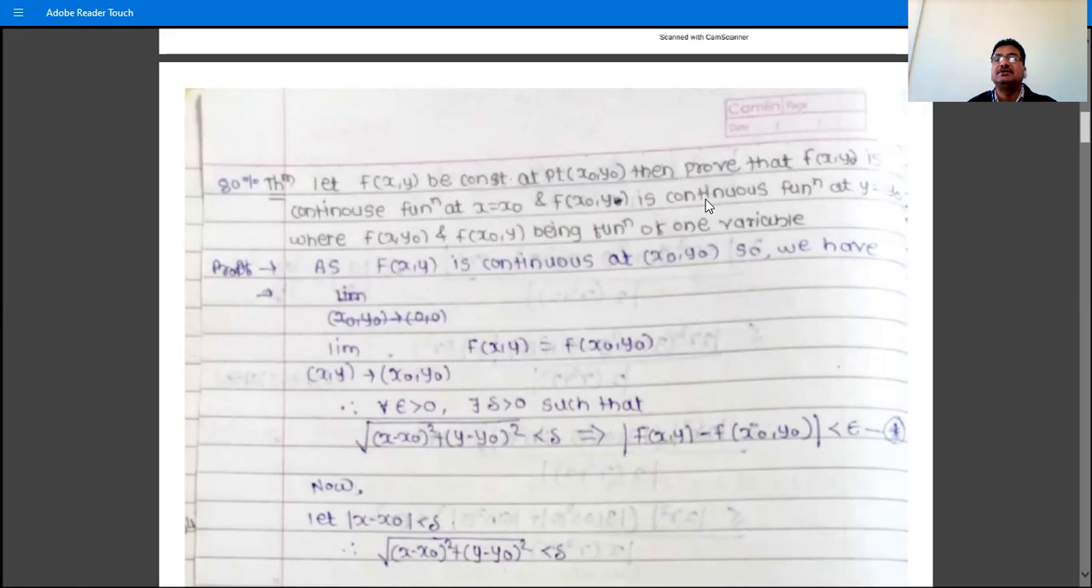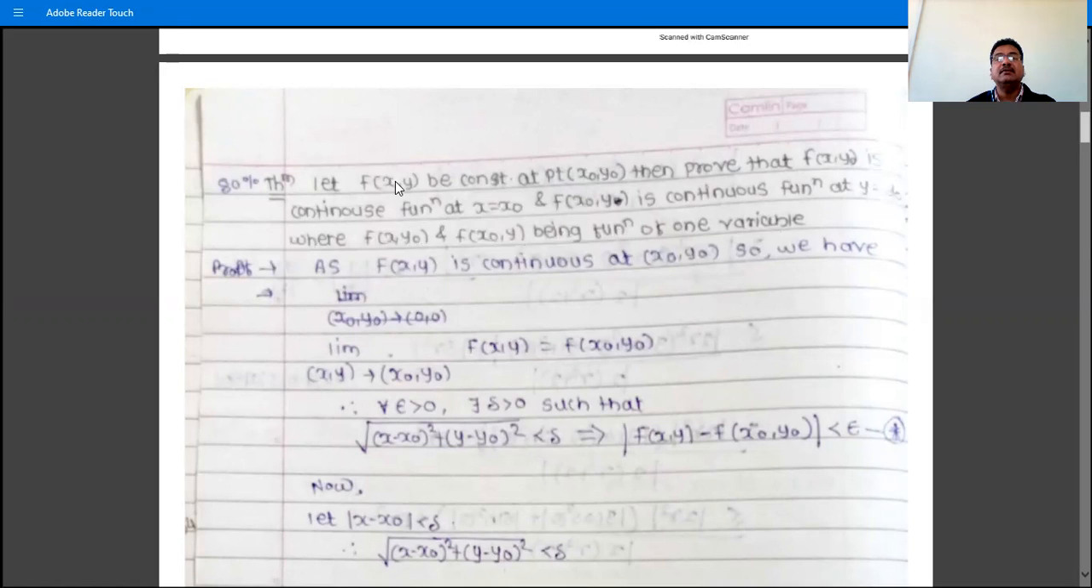This is a one variable function. And f(x naught, y) is continuous at y equal to y naught. Here f(x, y naught) and f(x naught, y) are functions of one variable. This is the function of two variables.